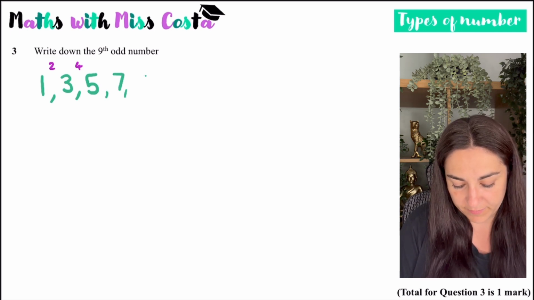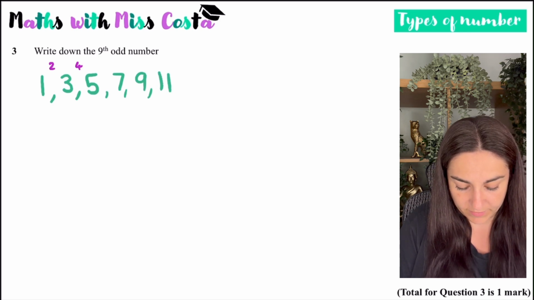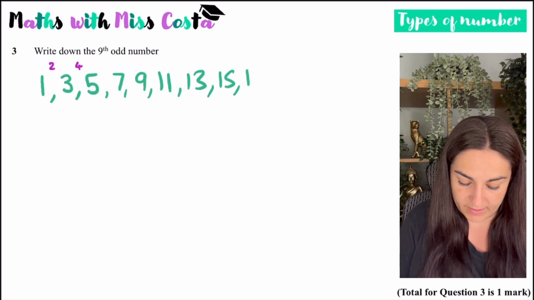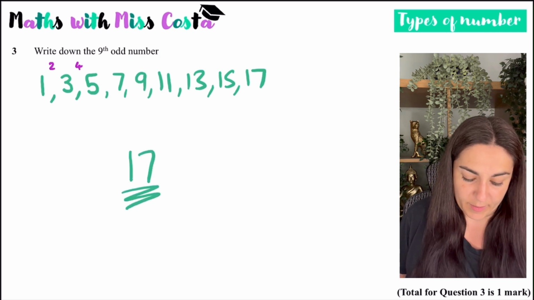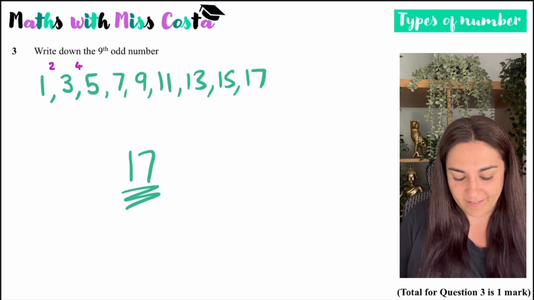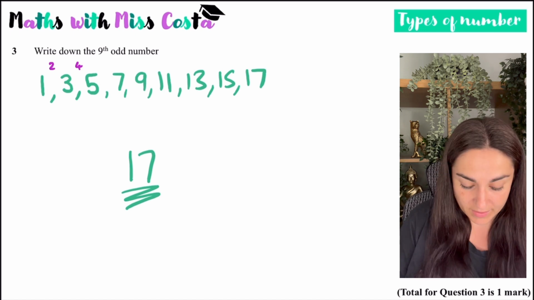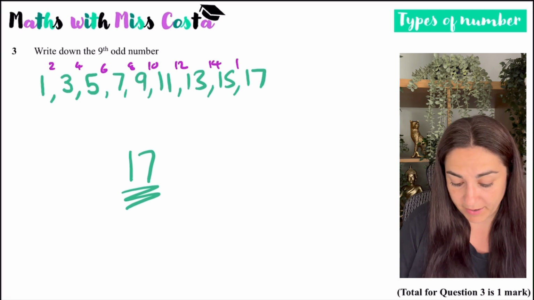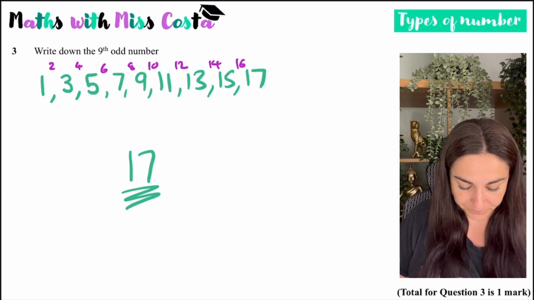So I'd have 1, 3, 5, 7, 9, 11. So that's 1, 2, 3, 4, 5, 6, 7, 8, 9. So the 9th odd number would be 17. It's just a case over here of writing out your odd numbers and remembering that odd numbers are anything that is not an even number, and an even number is anything that is a multiple of 2. So we can just write the even numbers up here, and they're just your numbers counting up from 1.